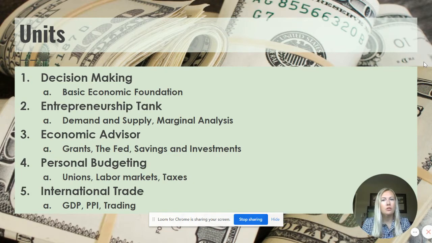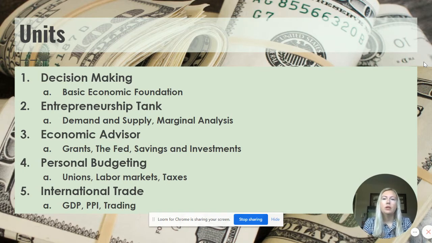Following this, we go into the entrepreneurship tank. This is where we spend a lot of time on the microeconomic concepts. So demand, supply, marginal analysis, profit margins, total revenue, all of those key terms that tend to pop up. Students will be basically creating a business from the ground up. And then we do our own Shark Tank at the end of this. In this unit, we also focus a lot on those entrepreneurial skills that students will need out in the real world after high school. Following that, we go into macroeconomics.